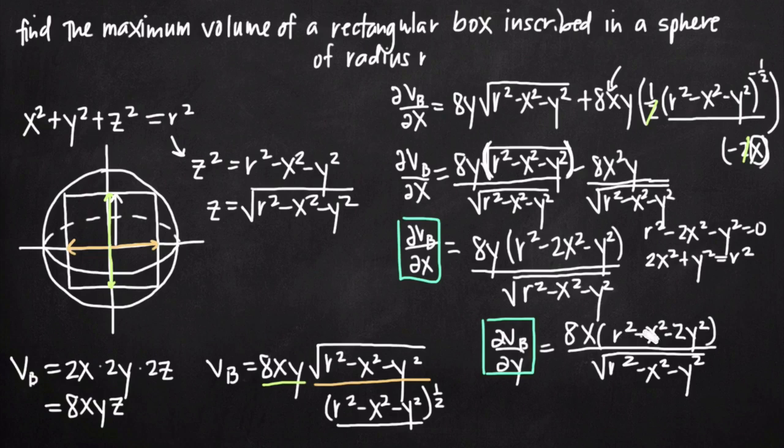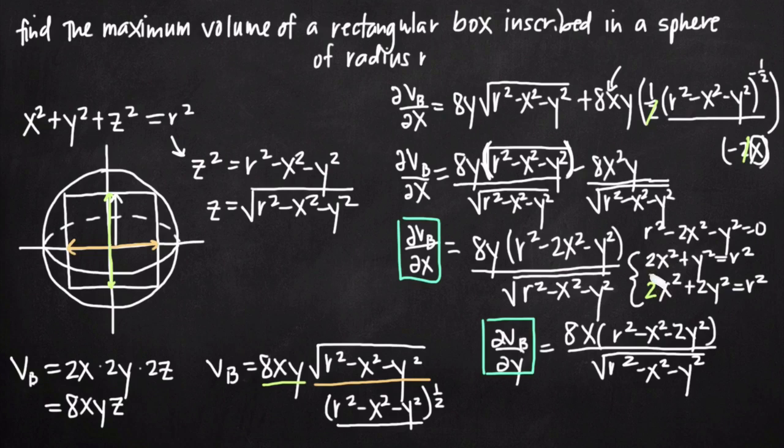This equation here, r squared minus x squared minus 2y squared, we'd set that equal to 0 and solve for r squared doing the same thing. We'd get x squared plus 2y squared is equal to r squared. Now, if we treat this as a system of simultaneous equations, we can go ahead and multiply the second equation by 2. We multiply through the left and right hand side by 2.